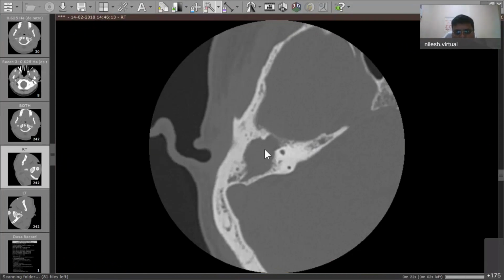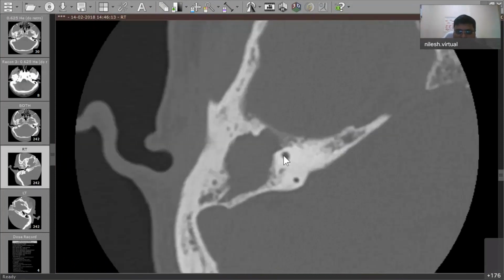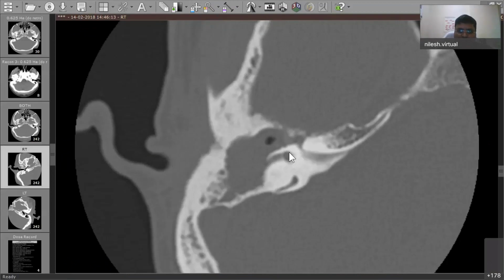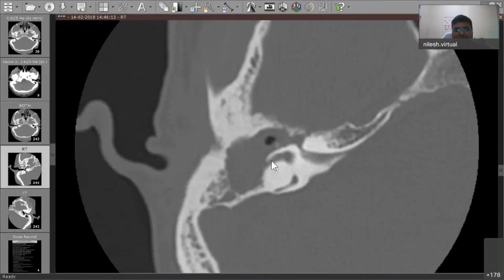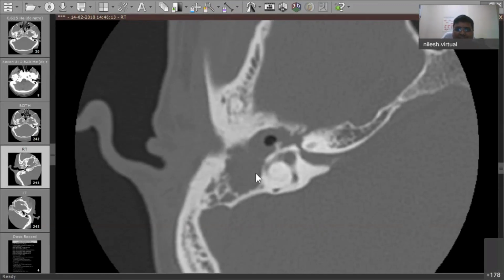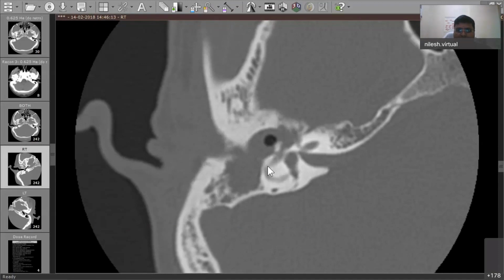Here is the ampullary end of the superior semicircular canal. I am going down, and here you can see the lateral semicircular canal is coming in the picture. And see, the cortex of the lateral semicircular canal is breached. The bone is breached and the membranous labyrinth is exposed. So this is the case of lateral semicircular canal fistula.